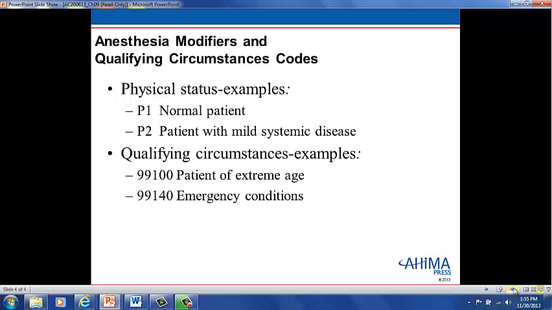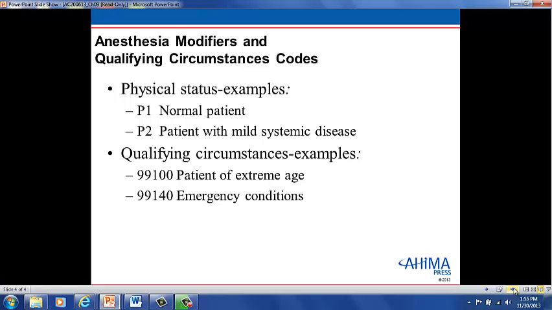When code 99140 is reported, a separate report must be submitted describing the type of emergency. According to the CPT codebook, an emergency exists when delay of treatment of a patient would significantly increase the threat to life or a body part.